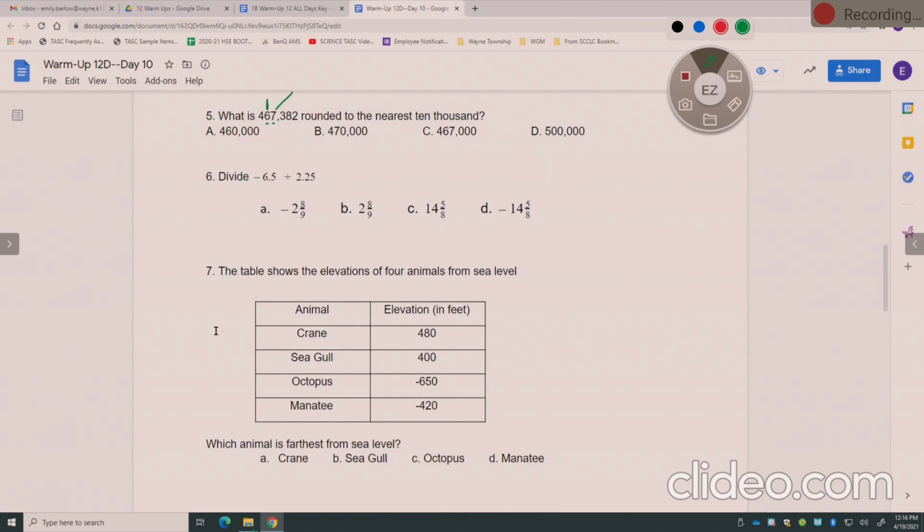So if this number behind our rounded number is 5 or more, then this number goes up. So 7 is more than 5. So we want to take this 7 and go up 1. 470,000.